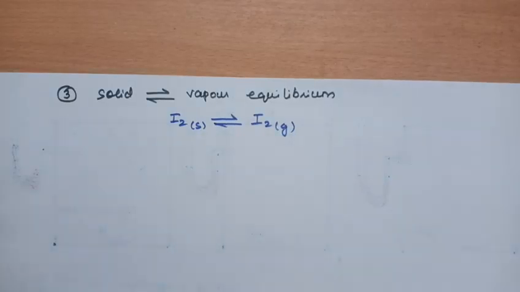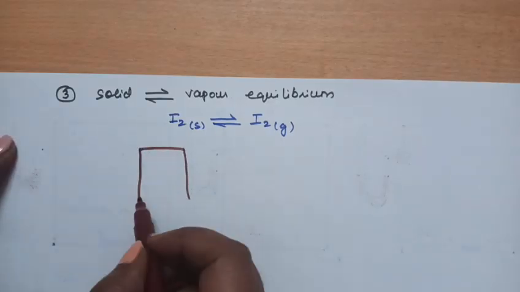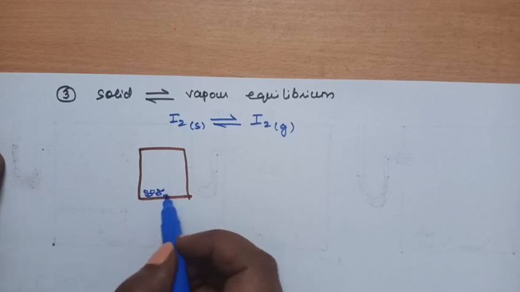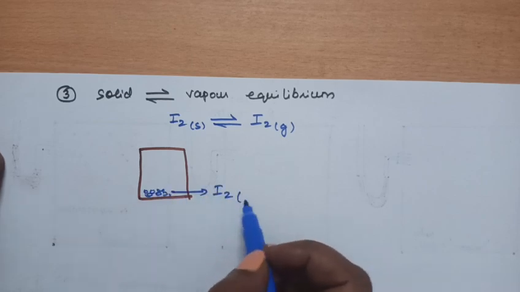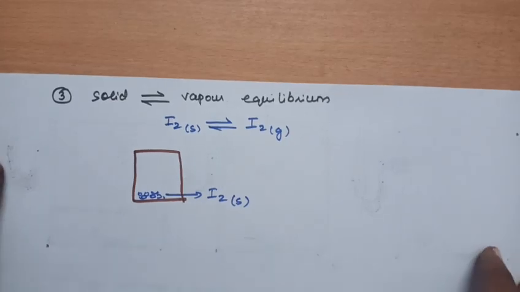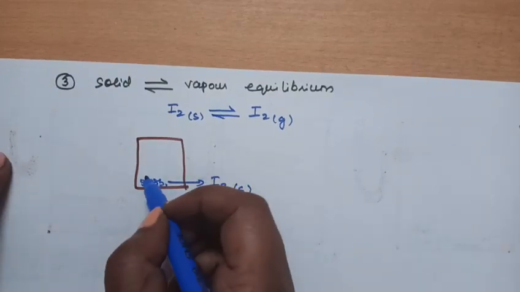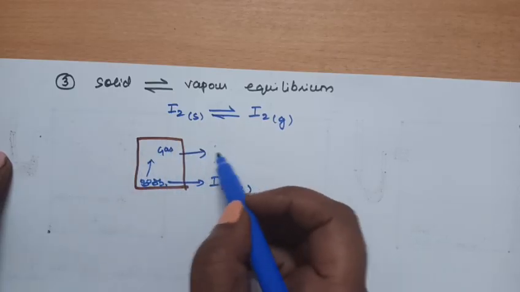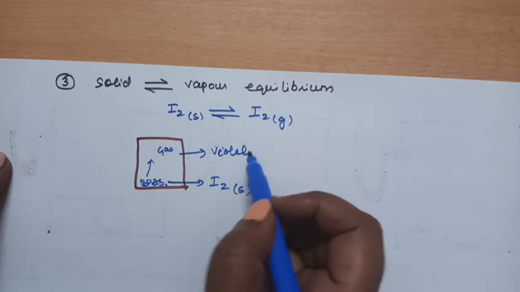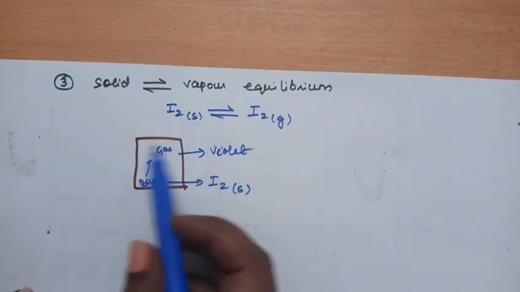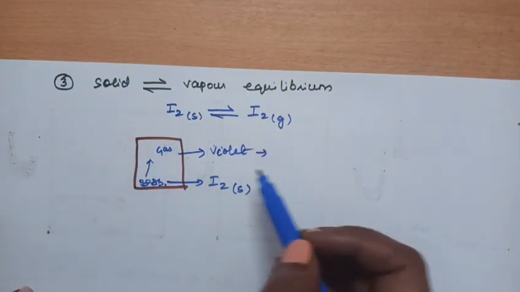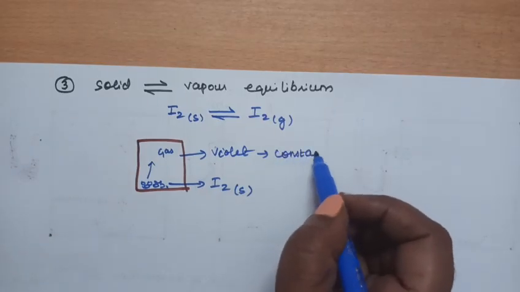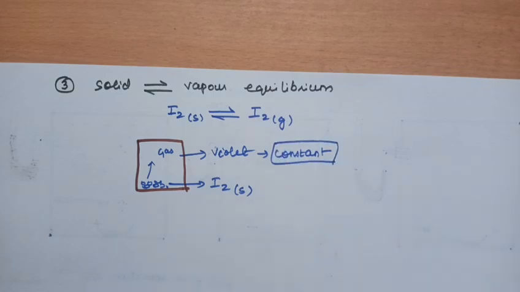So students, now take a closed container. Inside the closed container, we are taking iodine crystals. These are iodine crystals, meaning in the solid form. When you supply a small amount of heat, it will directly convert to gas, and you can see violet color. When the violet color intensifies slowly and then becomes constant, we can say that equilibrium is established.